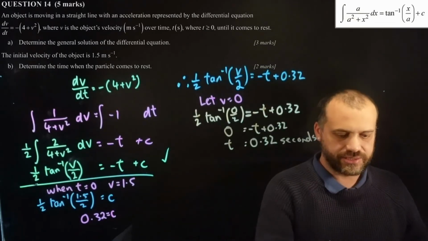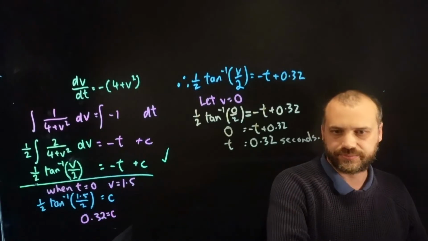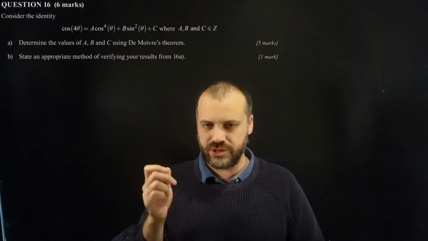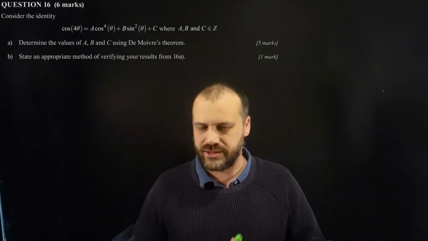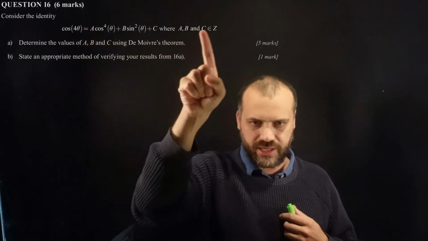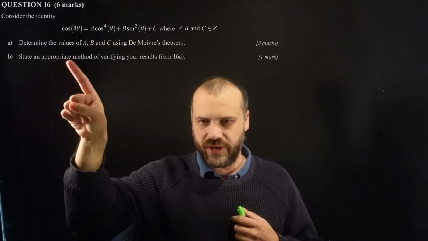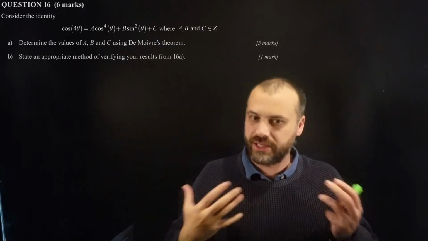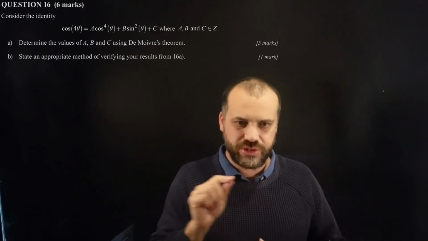Final answer, done, celebrate. So this is a real doozy of a question, and if you're not familiar with these kinds of questions, it can be really hard to know where to start. So let's look for some hints. Consider the identity, and here we have an identity, okay? Determine the values of A, B, and C using de Moivre's theorem. Okay, so there's our hint, using de Moivre's theorem.